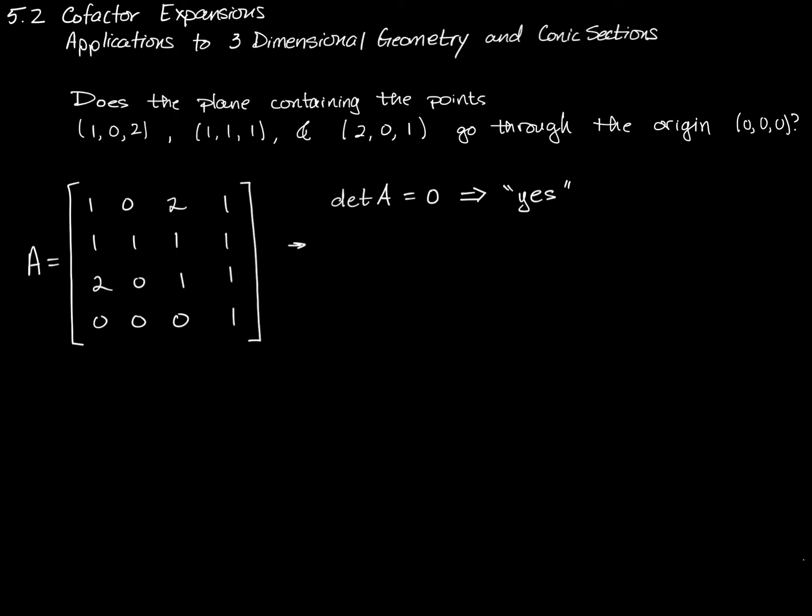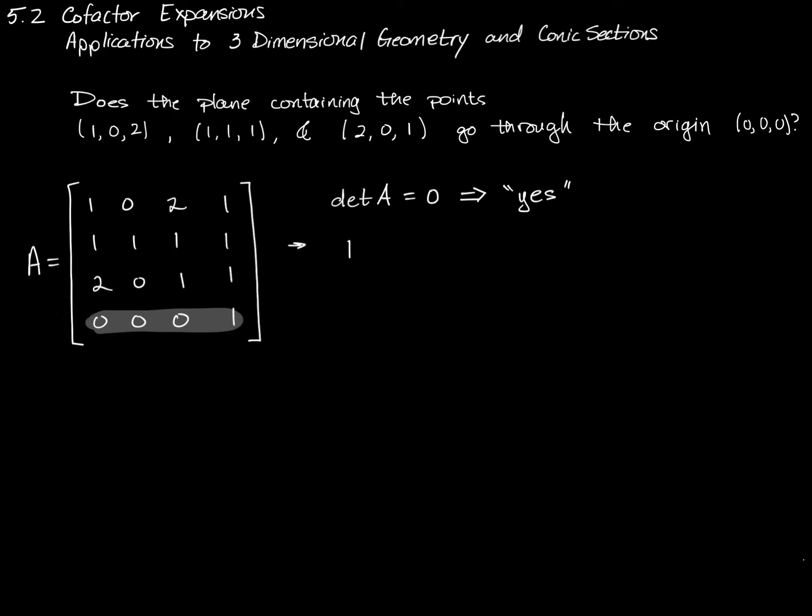And the good news is, because the origin is one of our points, we've got this row here that has almost nothing in it but zeros. So I'm going to use that one to do my cofactor expansion to find the determinant of this matrix. So I'm going to have 0 times the determinant of a submatrix, plus 0 times the determinant of a submatrix, plus 0 times the determinant of a submatrix, plus 1 times the determinant of a submatrix. And I'll highlight that here.